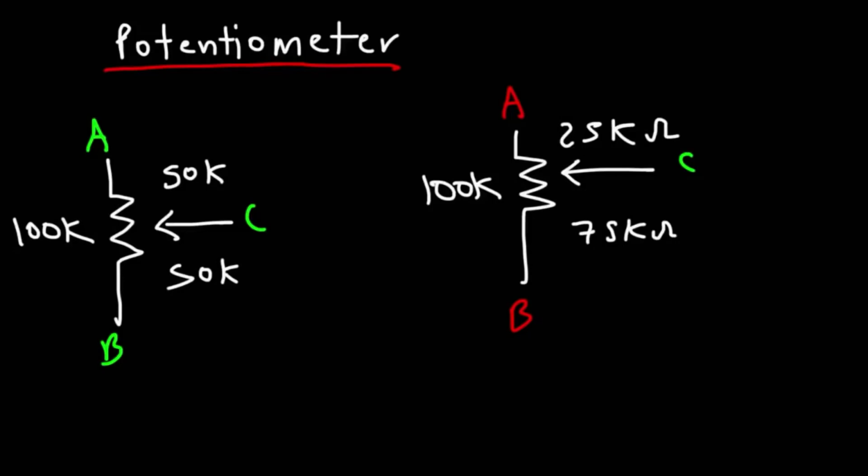And so sometimes you don't need to use all 3 points of a potentiometer. You may only need to use 2 of the 3 points. And so if we only use A and C, we can adjust the resistance of A and C from 0 kilo ohms to 100 kilo ohms. Now there's many applications of potentiometers. We won't be able to cover all of them in this video, but let's talk about the basics of it.